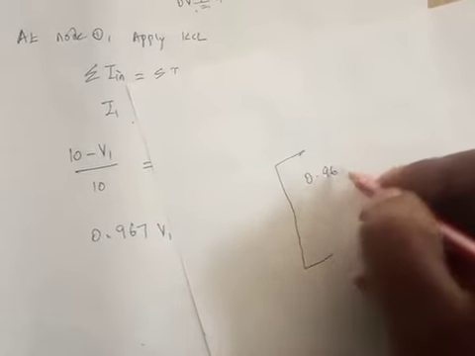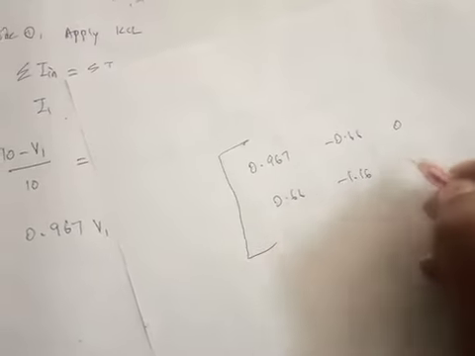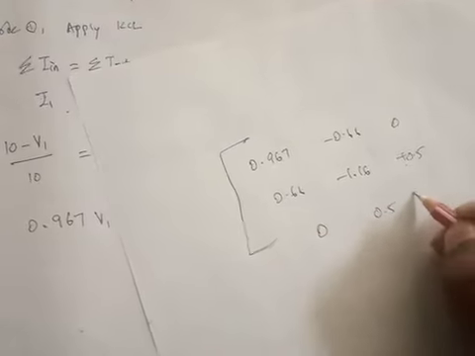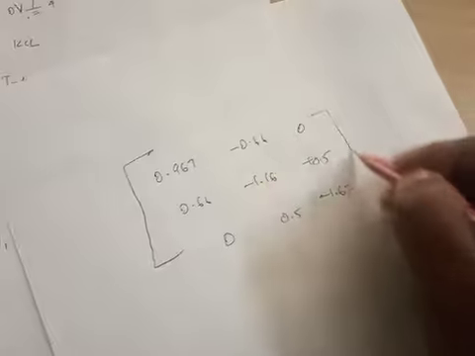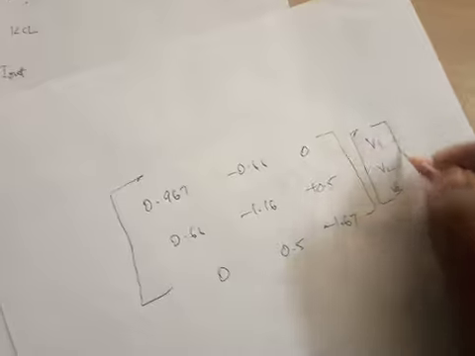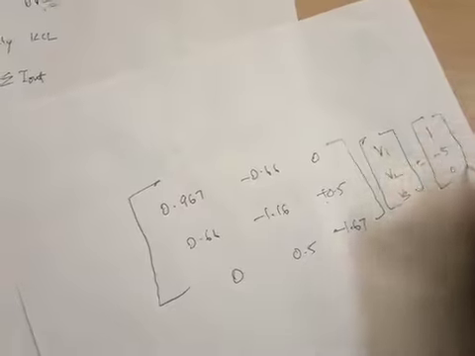Write the three equation in matrix form. It will become 0.967 minus 0.66 0. Second equation 0.66 minus 1.16 0.5. Third equation 0 0.5 minus 1.67. The unknowns are V1, V2, V3. The right hand side elements are 1, minus 5, 0.